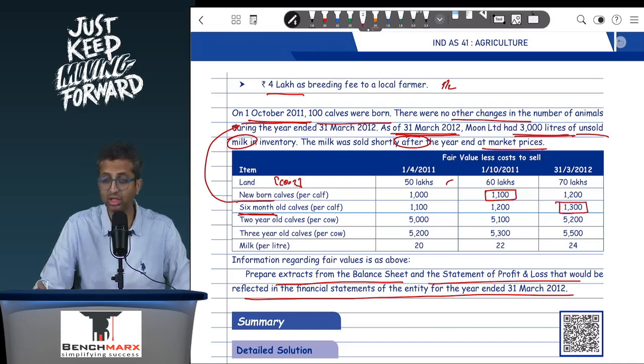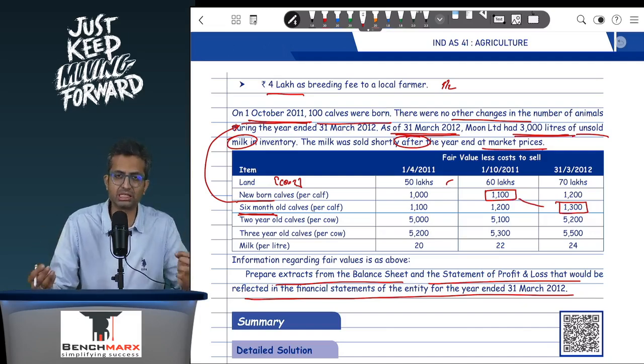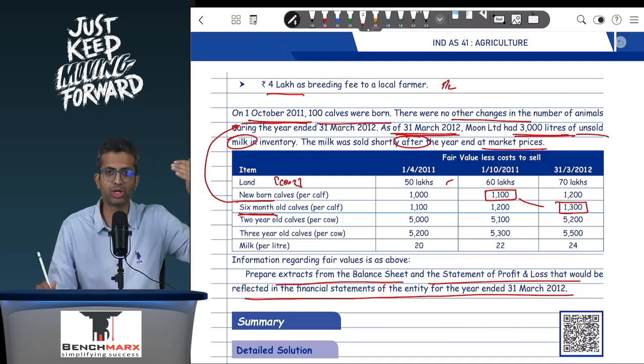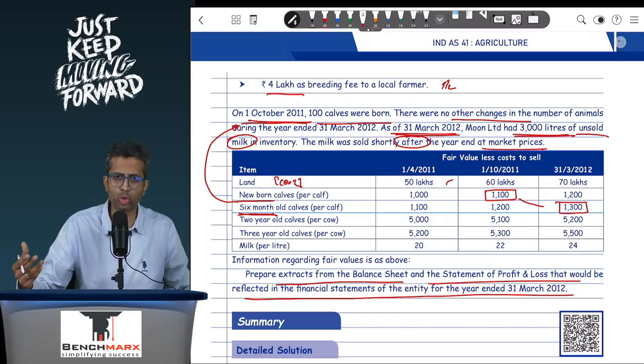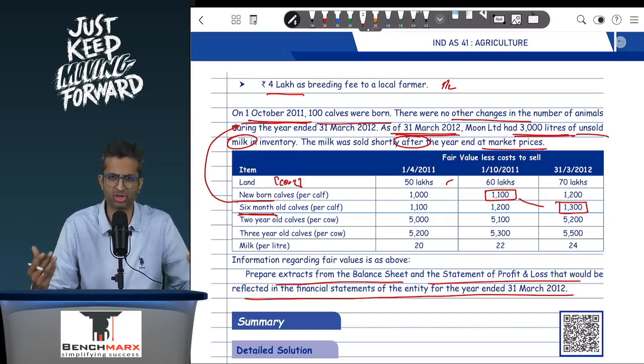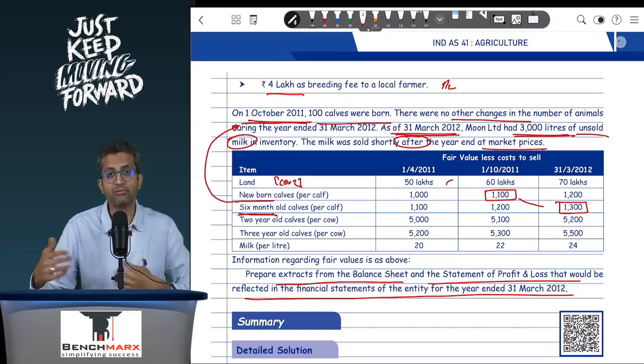Now by the end of the year, this calf will be a 6-month-old calf and a 6-month-old calf is now worth 1,300. So there is a fair value gain, for example, of 200 rupees. Now this 200 rupees will increase the value per calf. So 200 rupees into 100, that is 20,000, will be the increase in the fair value and hence the calf will be shown at 1,10,000 plus 20,000, that is equal to 1,30,000. However, double entry, that is calf account debit 20,000 to gain on remeasurement or fair value gain of 20,000.